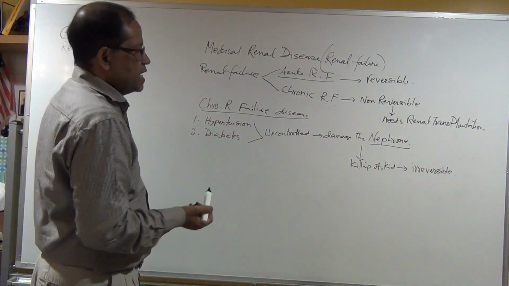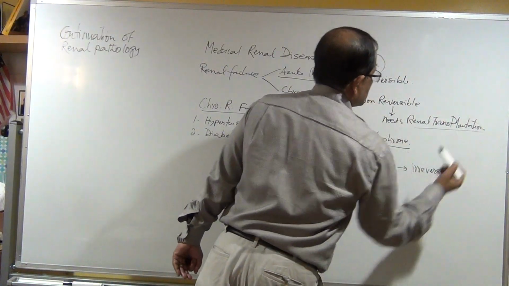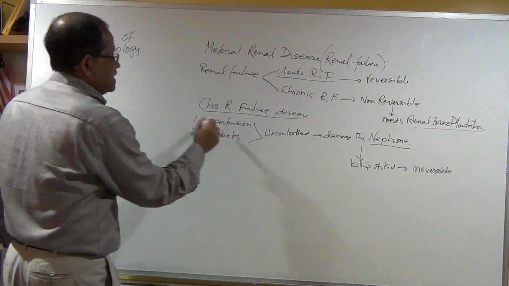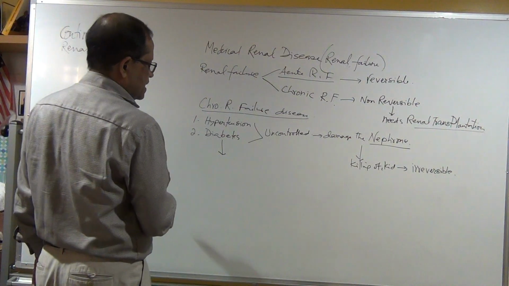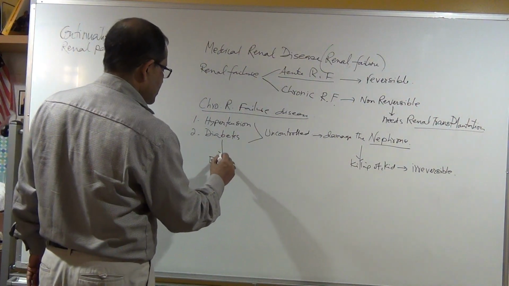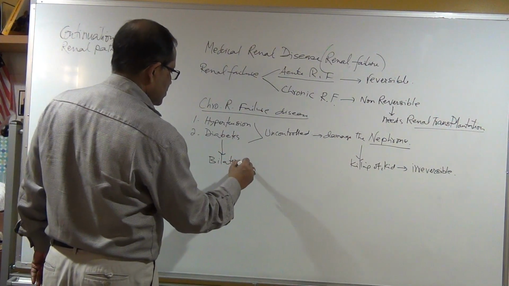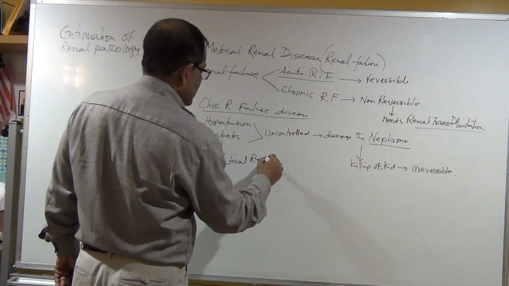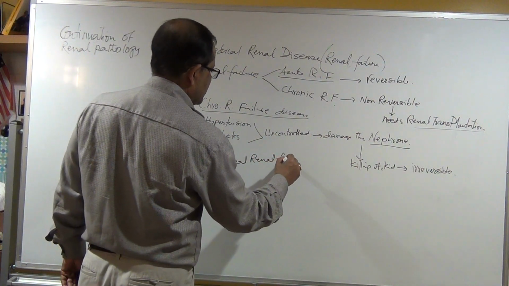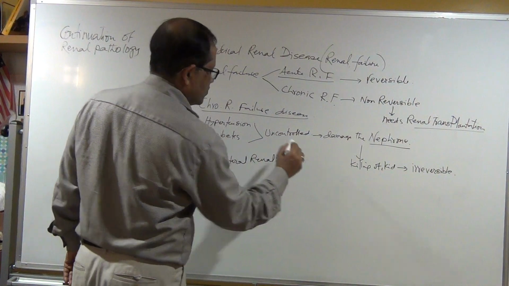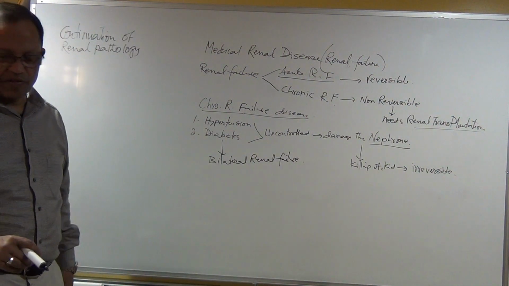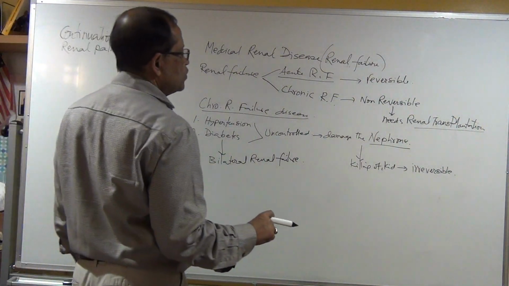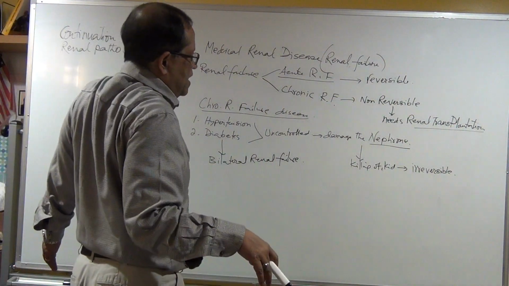Irreversible. Irreversible means the patient needs renal transplantation. And this disease causes bilateral renal failure. Bilateral renal failure means both kidneys will fail.